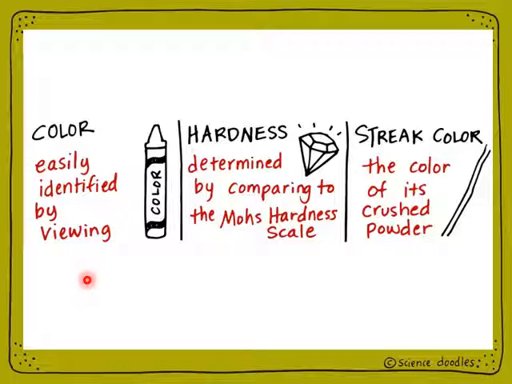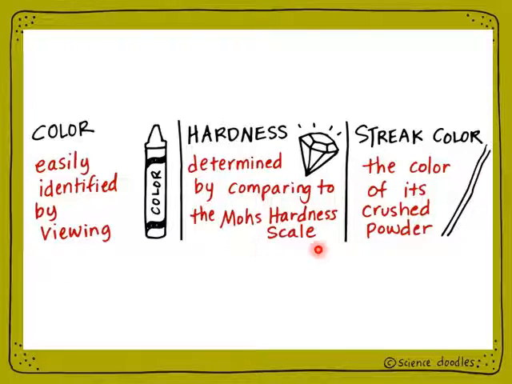So color is easily identified by viewing. You just look at the material or the mineral and you say this mineral is black or this mineral is green. You know, it's just that easy. Color, you just look at it and you say what color it is. Sometimes, like in the case of pyrite, it's black, but it has gold kind of bits in it. So you would want to say black and gold.